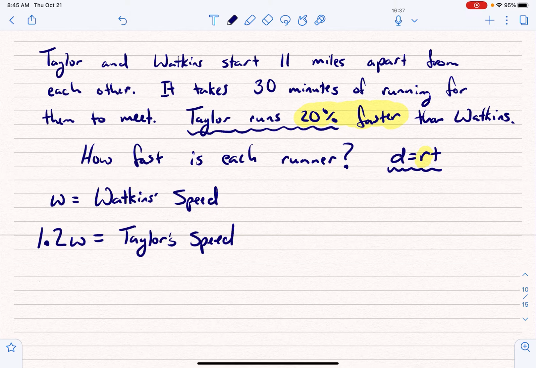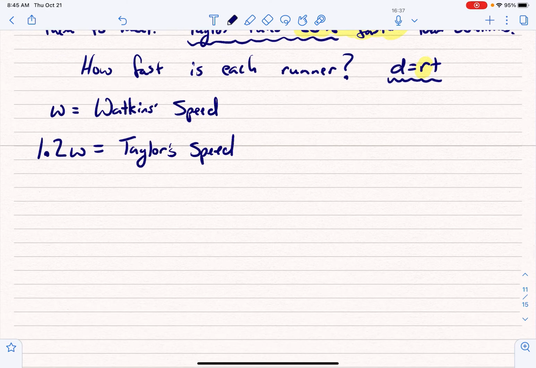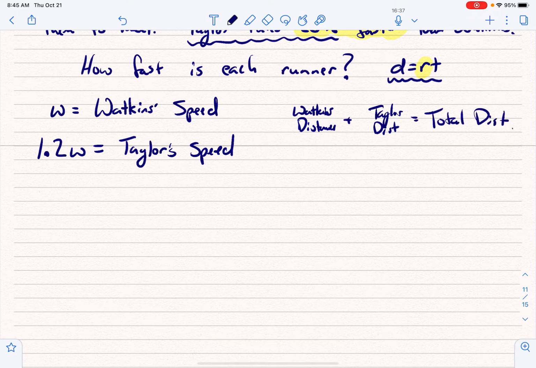Okay. Now, we've got a time and we've got a total distance. And so really what we're looking at is how much distance each of us covered. So we go Watkins' distance, plus Taylor's distance must equal the total distance, right? I mean, that's how this problem is set up. And so you find my distance by just using rate and time. So what's my rate? W. What's my time? 30 minutes.